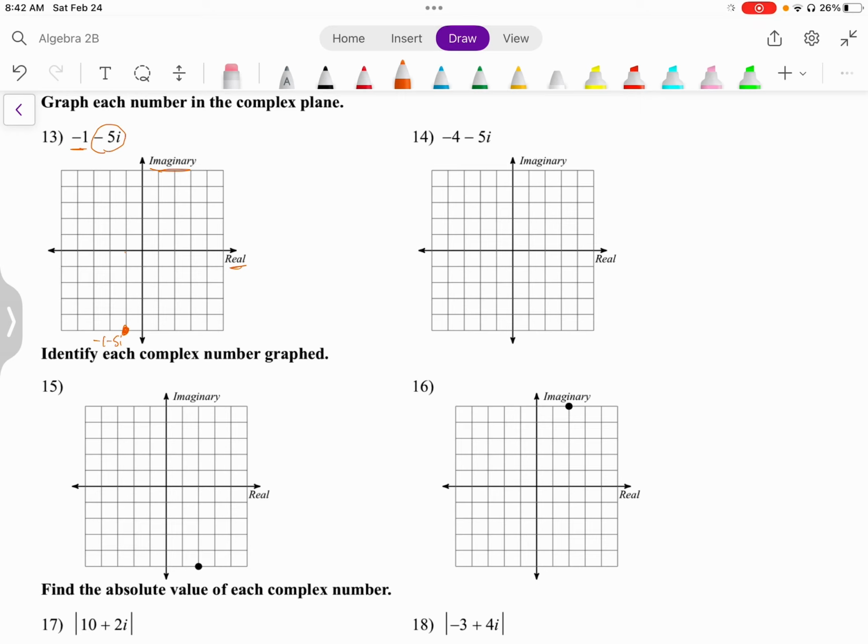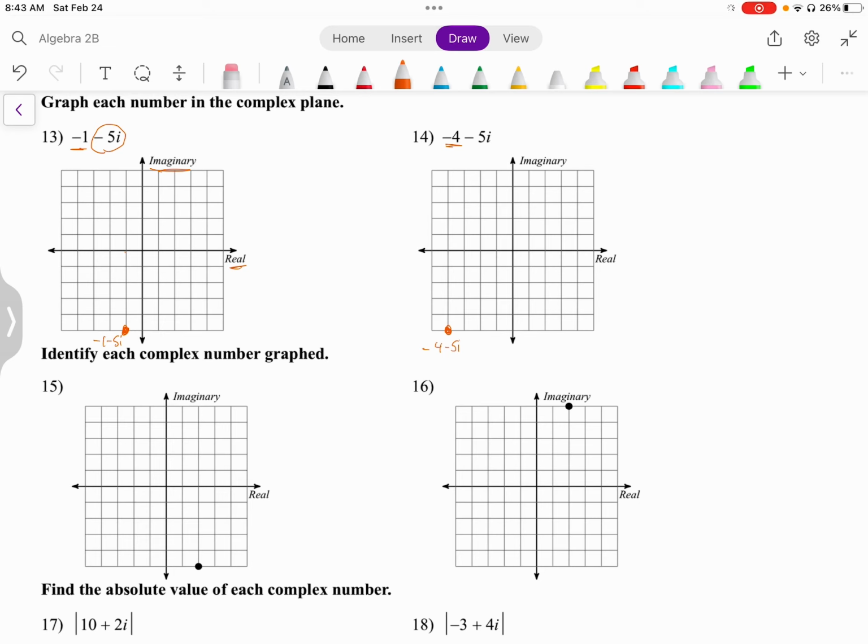Same idea for number 14. Actually very much the same because we have that -5i again, but this would be left 4, and then down 5. So there's the point -4 minus 5i. And now 15 and 16, we are just going to identify the complex number.